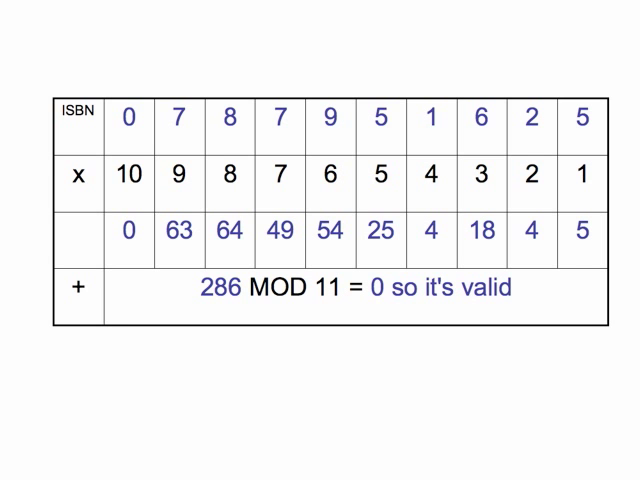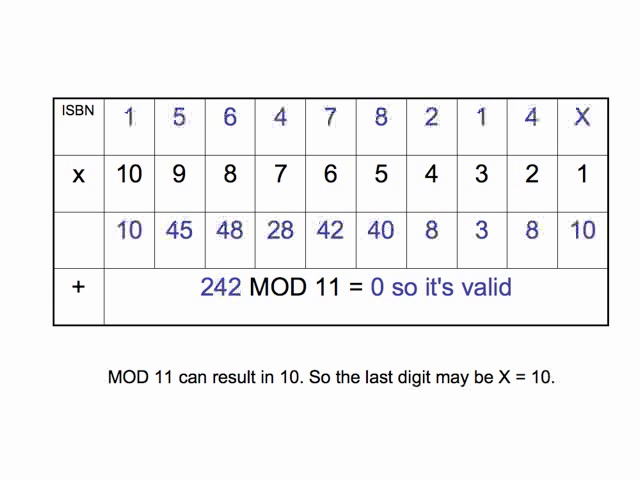Now this mod 11 is in fact a bit of a problem though, because it may happen for this to work out that you need the last digit of the ISBN to be 10. Not 0, now, 10. If you're using 0 to 9, you have a problem. So some ISBN numbers will have X as the last digit. And that X stands for 10, as it did in Roman times. So in this example here, when the last digit X is multiplied by 1, it gives 10. And here 242 mod 11 is 0, so the number is valid.